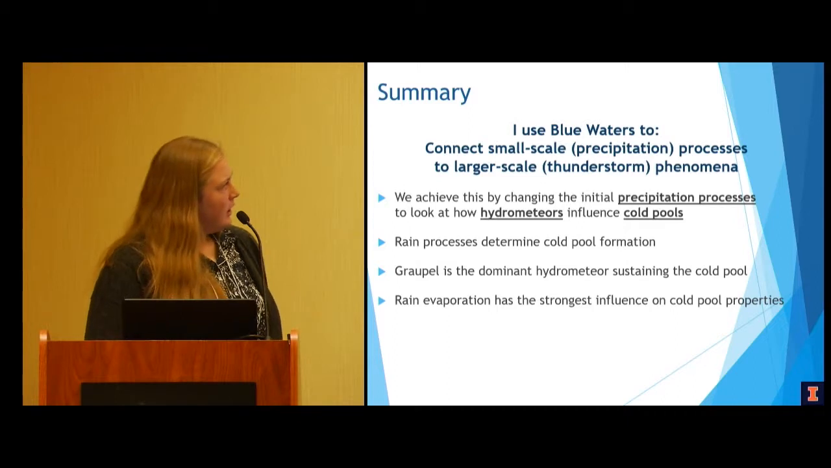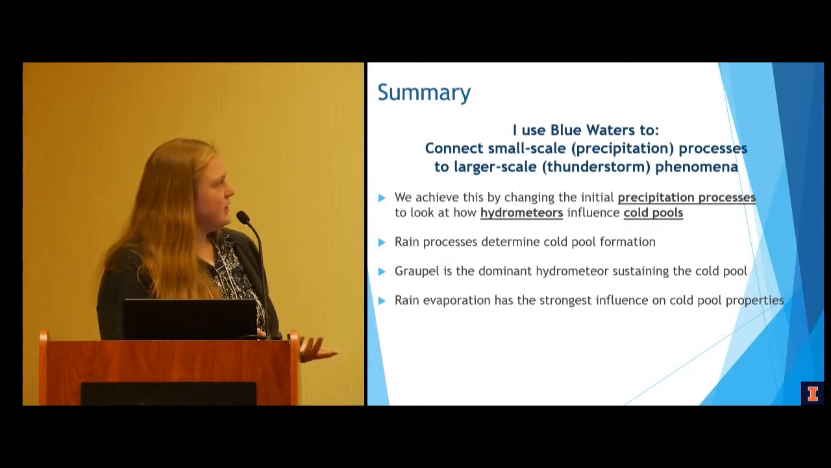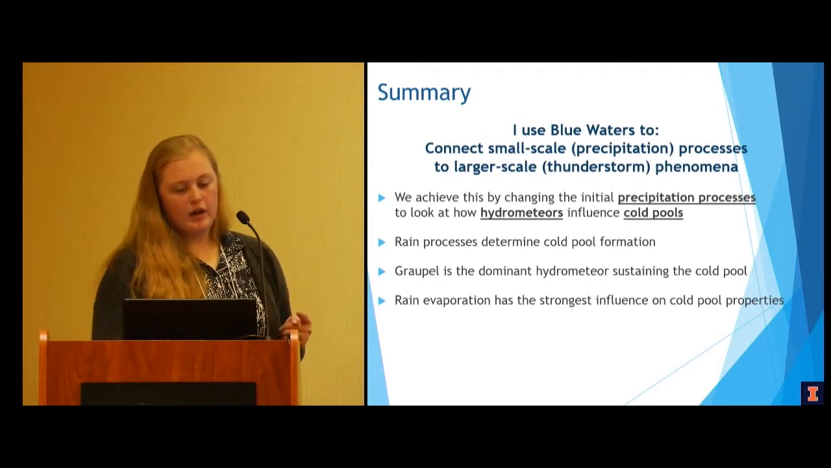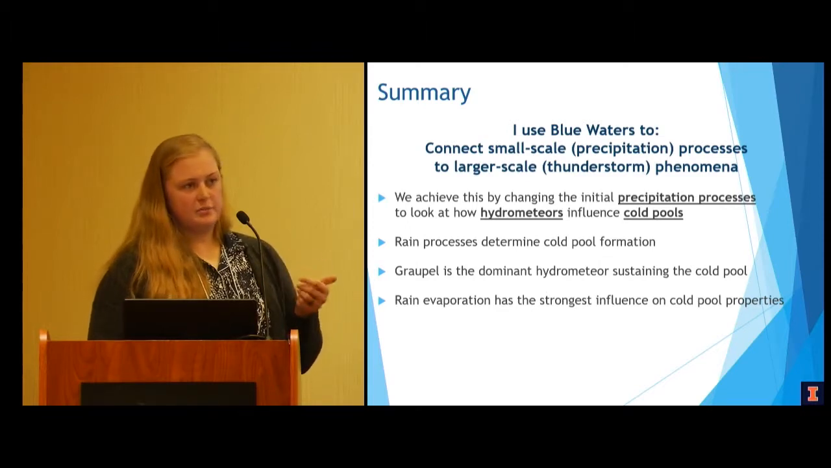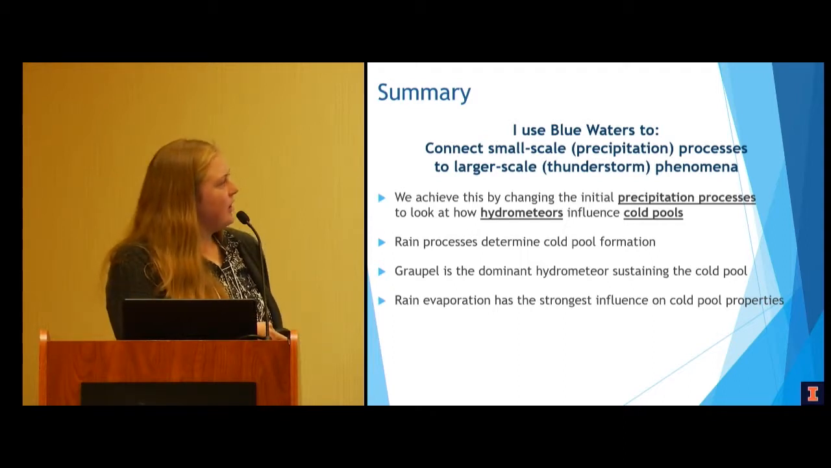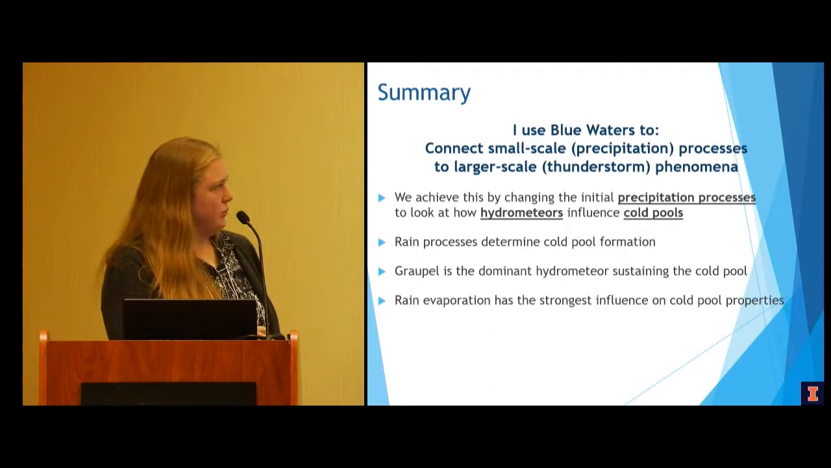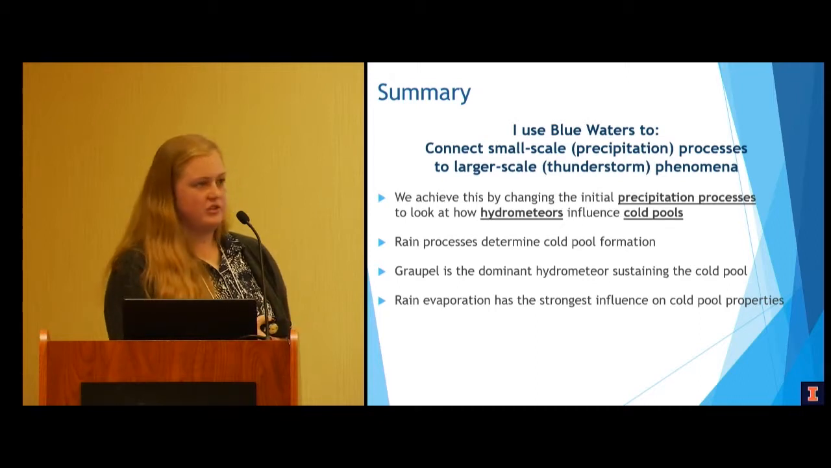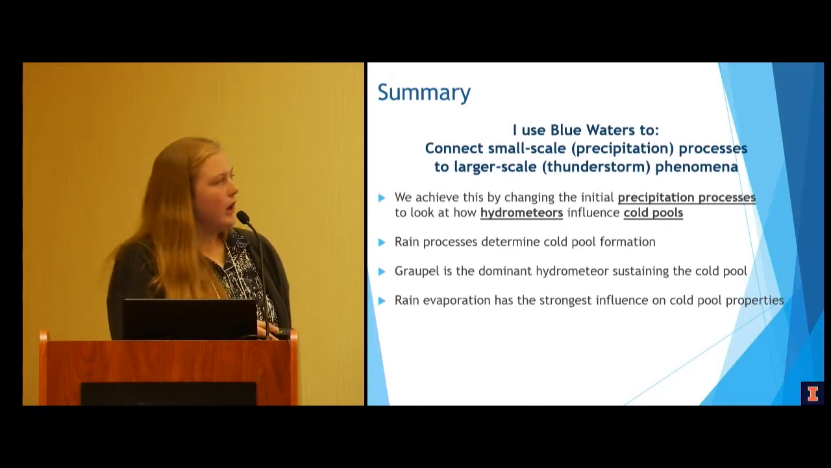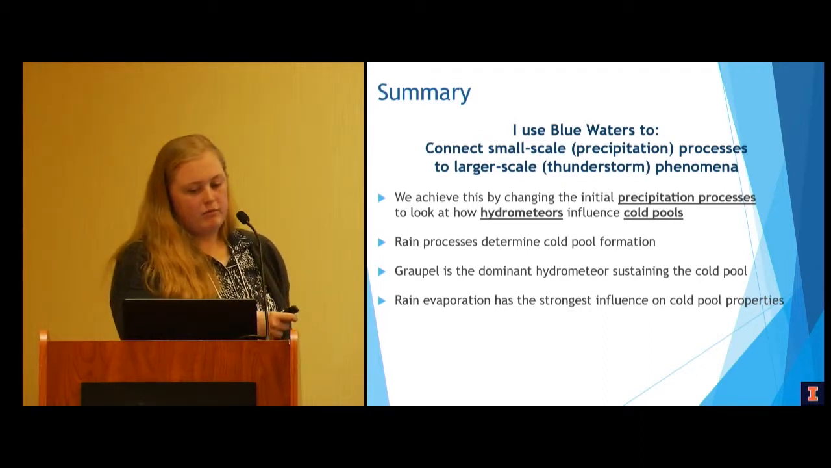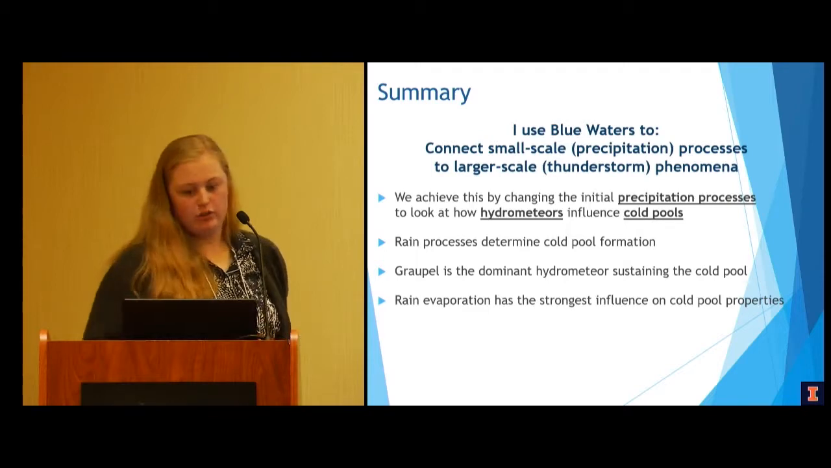Just to summarize the research that we've done, we used BlueWires to connect the precipitation processes to thunderstorm phenomena by changing the initial precipitation processes. Those are governed by very, very small particles, and that ultimately influences how rain, graupel, and hail form, which will ultimately influence cold pools. We saw that the rain processes, so how quickly rain forms, also determine how quickly a cold pool will form. We saw that graupel is the dominant hydrometeor that sustains the cold pool, but rain evaporation has the strongest influence on the cold pool.